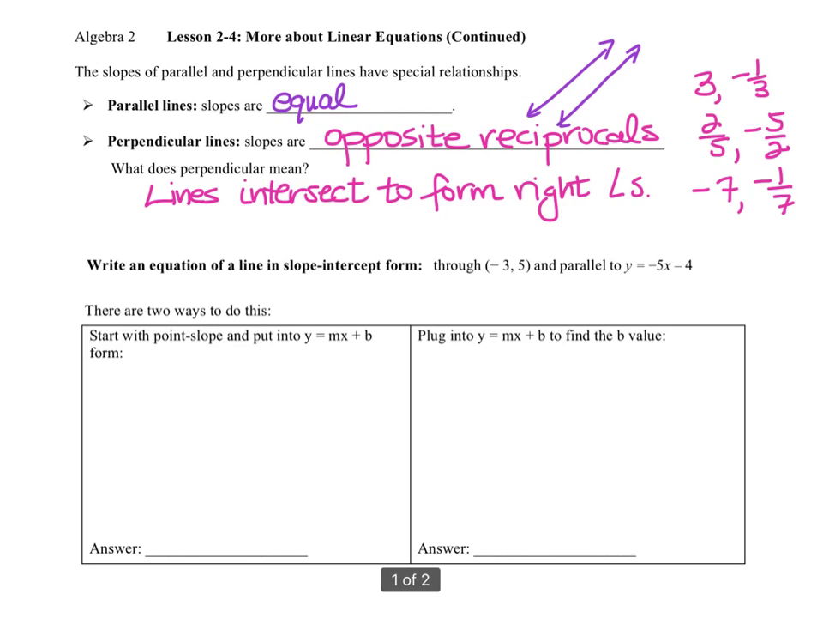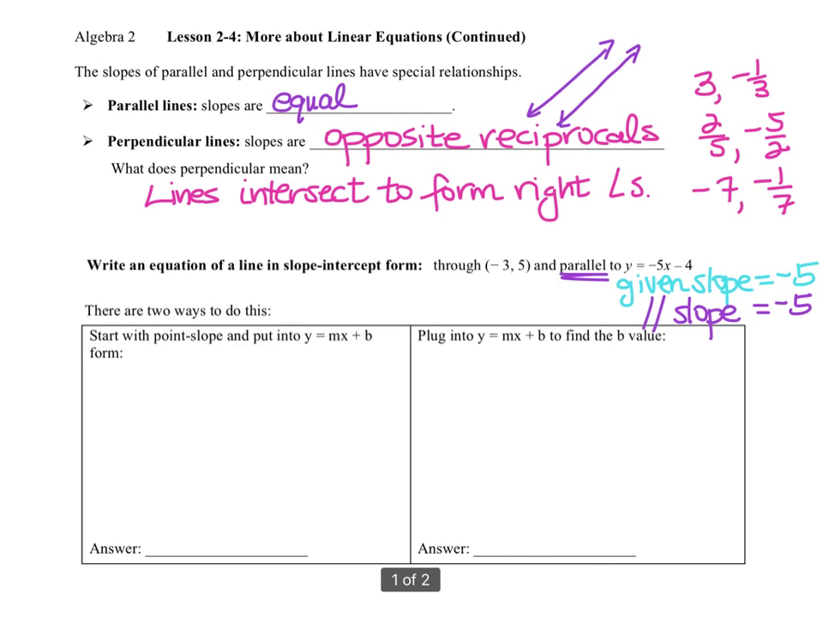Okay, so the first example: write an equation of a line in slope-intercept form that goes through the point (-3, 5) and is parallel to y equals -5x minus 4. Now, parallel. Well, first of all, what's the given slope? Since it's in y equals mx plus b form, the given slope is -5. So the parallel slope would be what? Well, since parallel lines have the same slope, the parallel slope would also be -5.